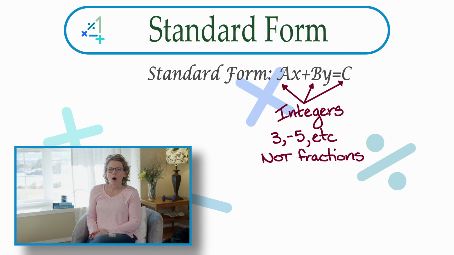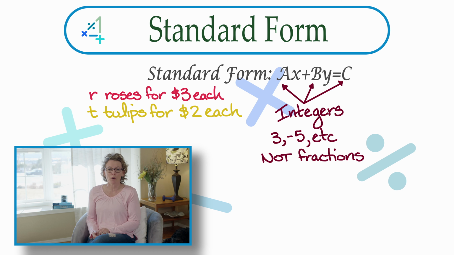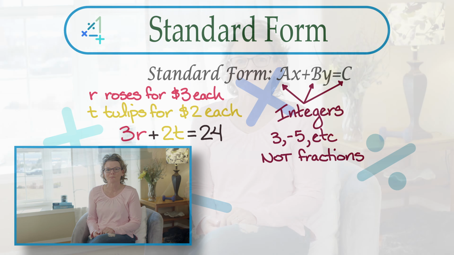Now you may ask, why do we need to learn another form? Life was just fine with the other two we've learned. I think standard form is important to be familiar with because it shows up in word problems, like: Sarah bought R roses for $3 and T tulips for $2 and spent $24. What would be the equation that models that? She spent $3 times however many roses she bought, R, then add $2 times T for how much she spent total, which equals $24. This type of word information comes out in standard form.